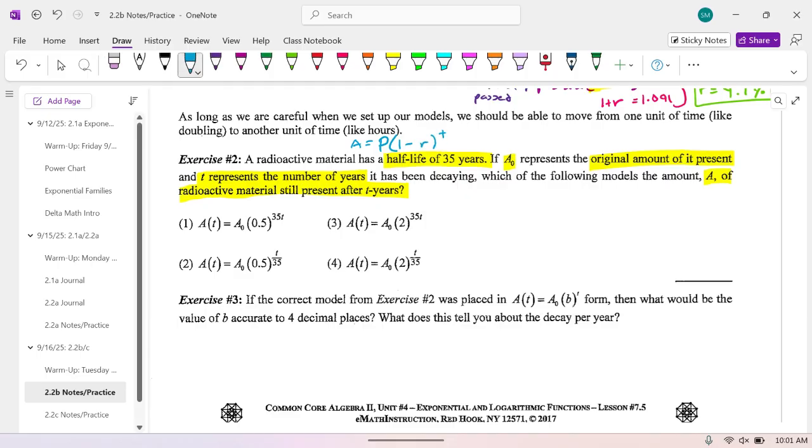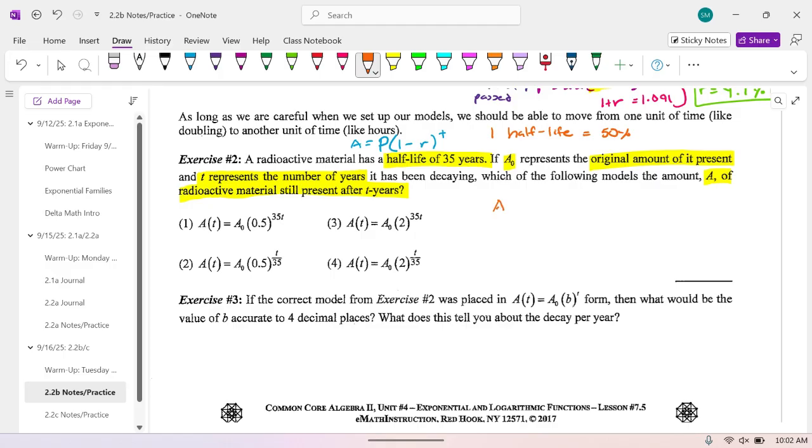Now, what do you think my rate would be, if we are doing the actual half-life? So, every 35 years, if we do one half-life, 0.5. So in other words, we are decreasing by half every time the half-life is complete. So the rate for one half-life is equal to 50%. So in other words, your rate is 0.5.